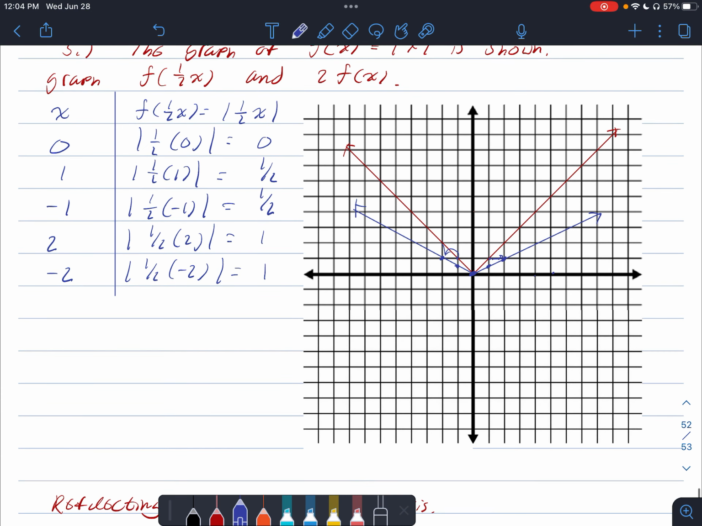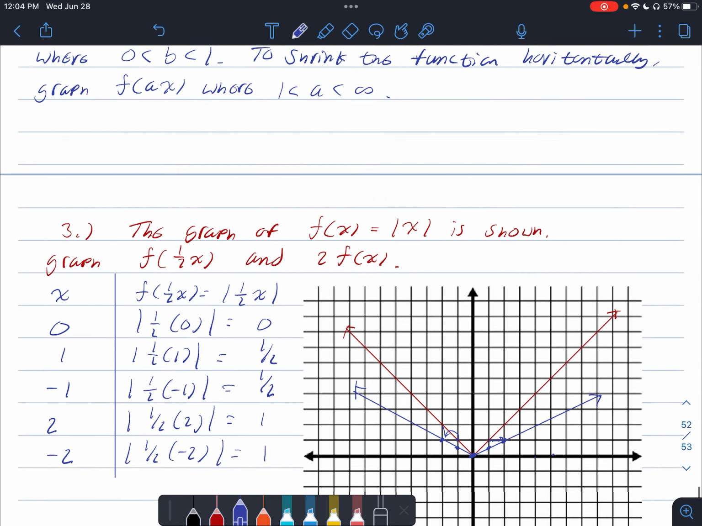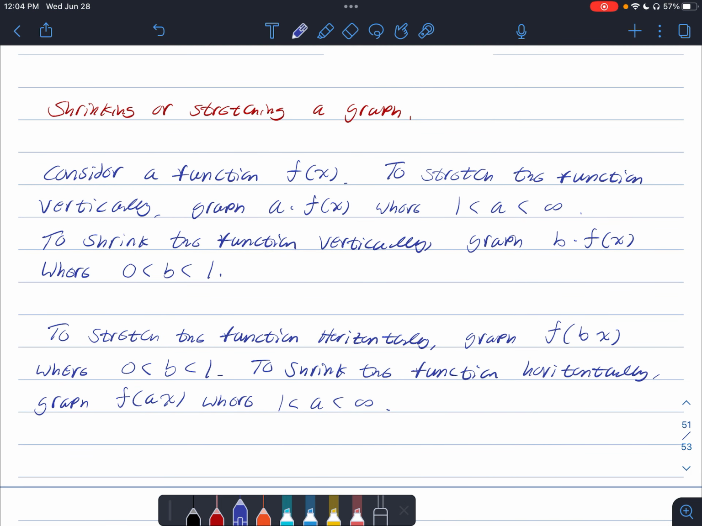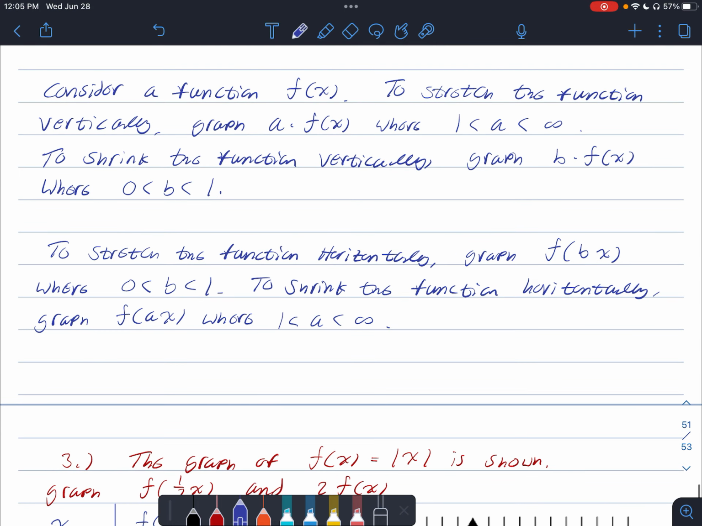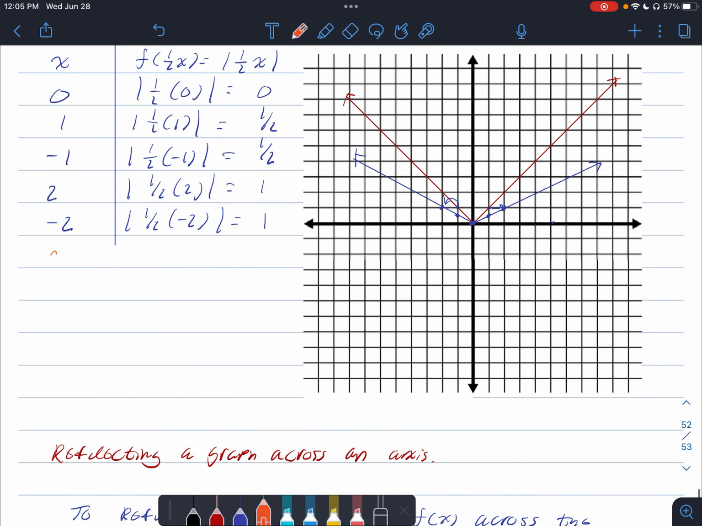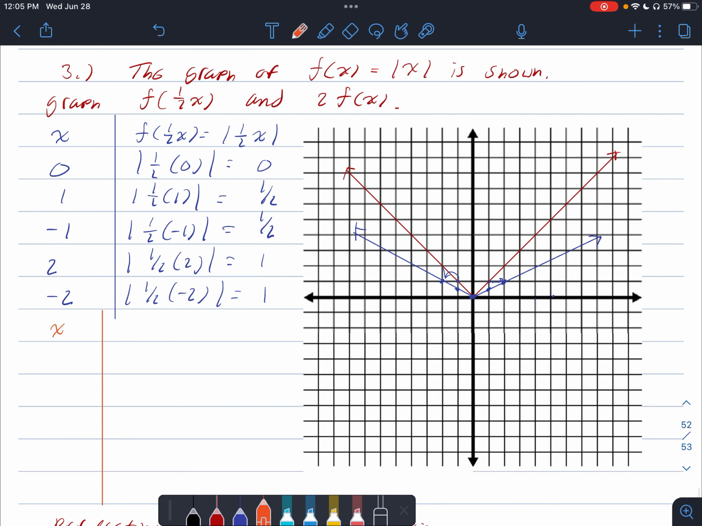But what if we wanted to graph 2 times f of x? What we should expect to see here is that since 2 is greater than 1 and less than infinity, the function should stretch vertically. That should be what we end up seeing here. So if we have x, and we have 2 times f of x, that's going to be 2 times the absolute value of x. Let's see what happens when we plot some points.